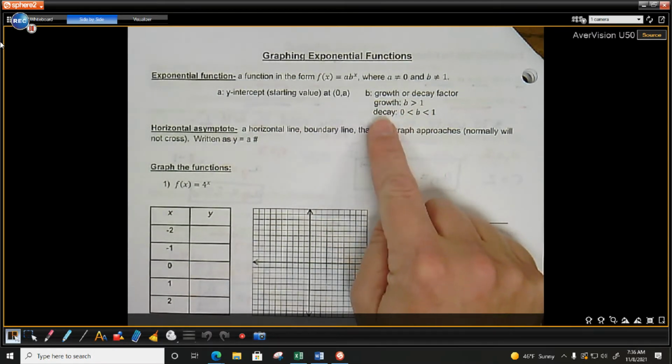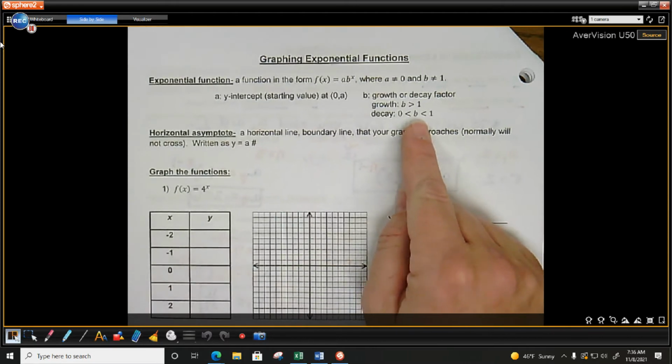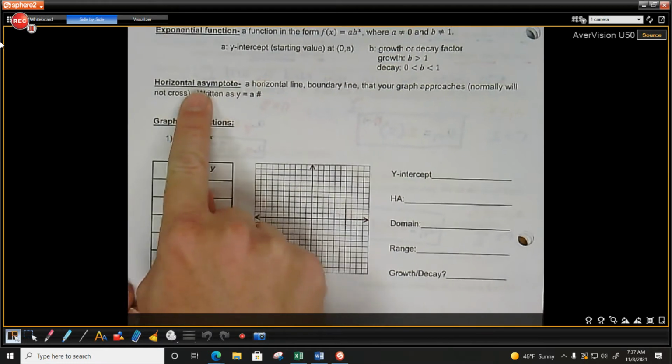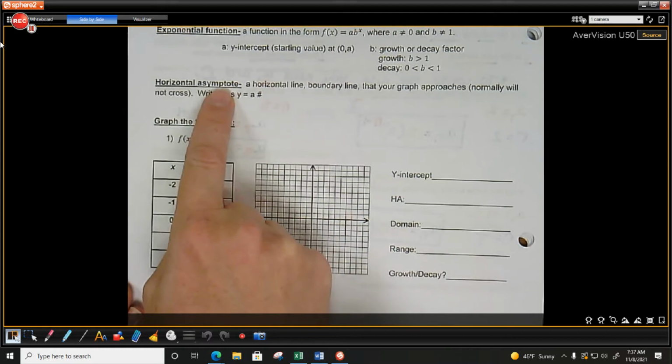If you are decaying, what do you think decaying means? Decreasing, getting smaller. If you are decaying, b is in between 0 and 1. Okay? Really, guys, the only thing that is tricky with our exponential functions is this horizontal asymptote. That's how we say it, asymptote. Do y'all remember seeing that on the interim assessment we took last week? Any of y'all like, what in the world does that mean? Okay, you've never seen this before. This is something we've never done before.